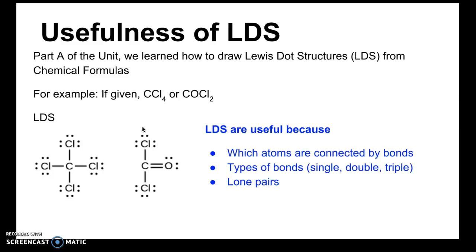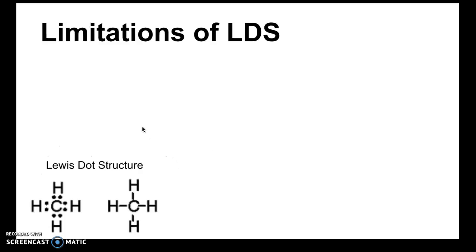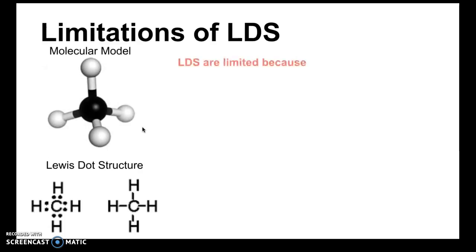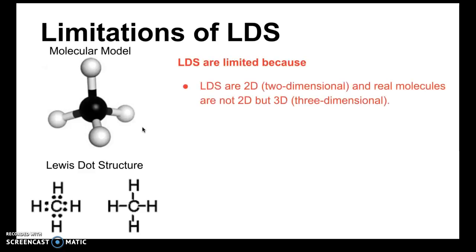But Lewis dot structures, like most things in life, are not perfect, and so they have a couple of limitations. First off, as you can see from this molecular model, real molecules are not two-dimensional, but three-dimensional. Lewis dot structures are two-dimensional and flat, but in reality, molecules are not flat. And you may recall when you made your molecules using the model kits, your structures were three-dimensional.